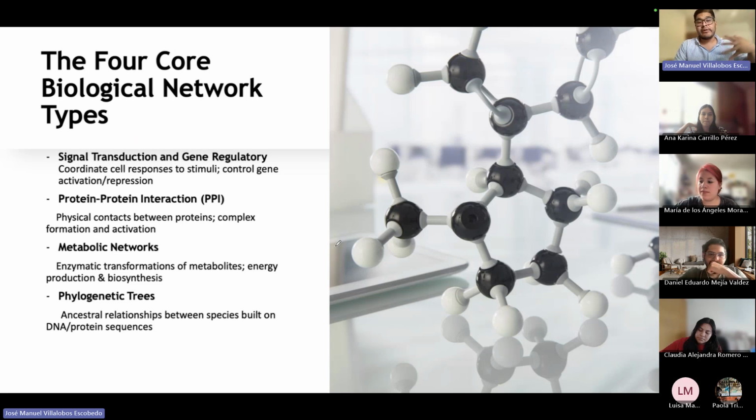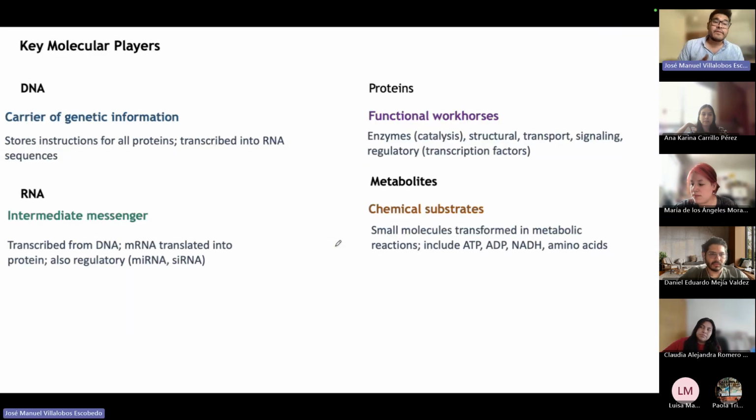So this is the kind of network that we can have, at least in biological networks. So what are our molecular players? DNA. Just remember, DNA is about the genetic information, it stores the whole information of all of the proteins, and this DNA is transcribed into RNA. The RNA is an intermediate messenger, produced in the nucleus, and at least in eukaryotic cells, it goes to the ribosome to produce proteins.